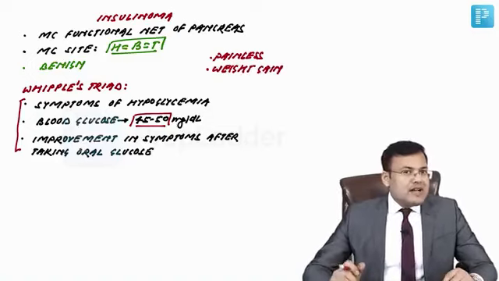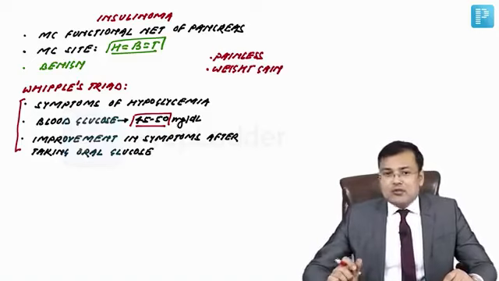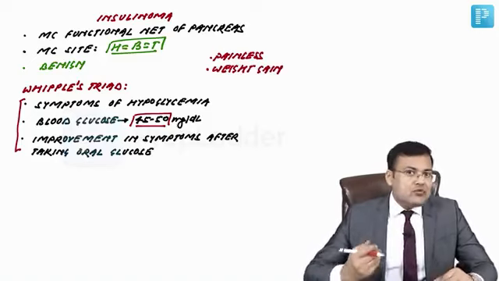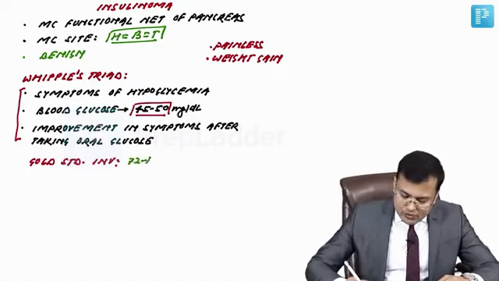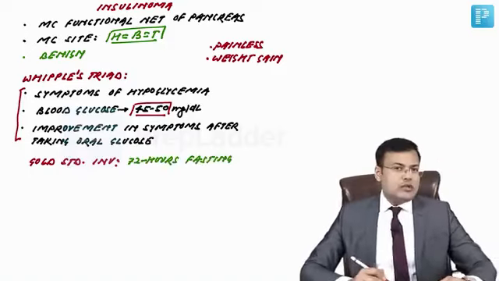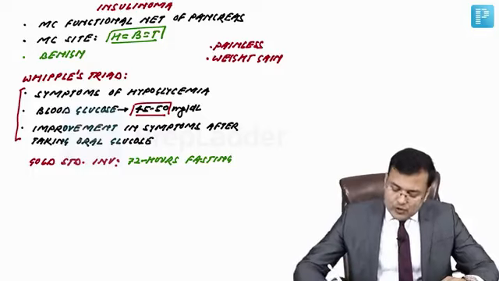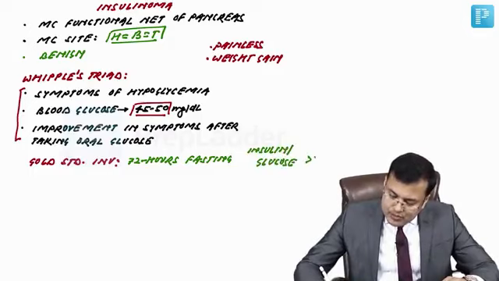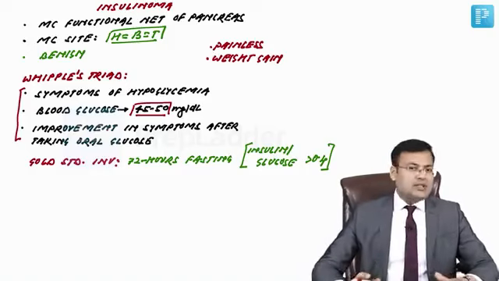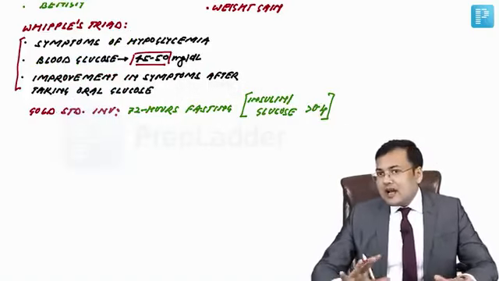What is the gold standard investigation for diagnosis of insulinoma? It is 72 hours fasting. And we assess the insulin to glucose ratio. How much should be the insulin to glucose ratio? Insulin to glucose ratio should be 0.4. Whenever it is more than 0.4, we stop the test because condition is diagnostic.